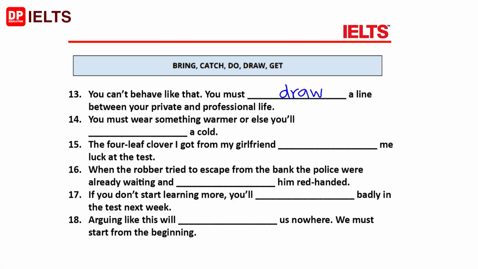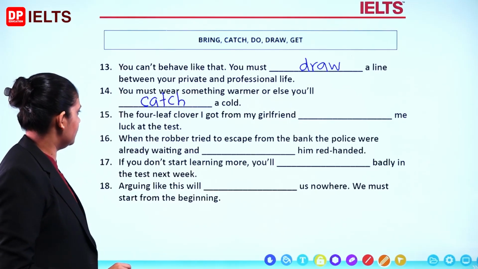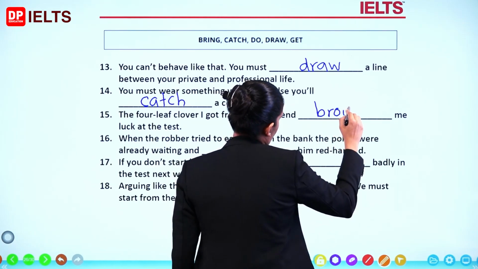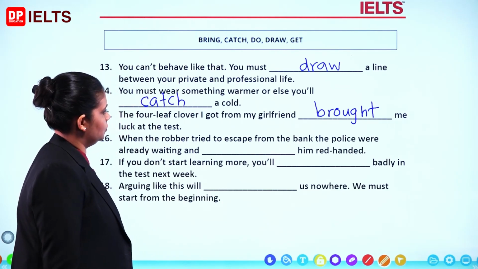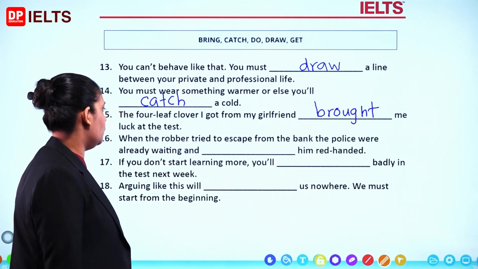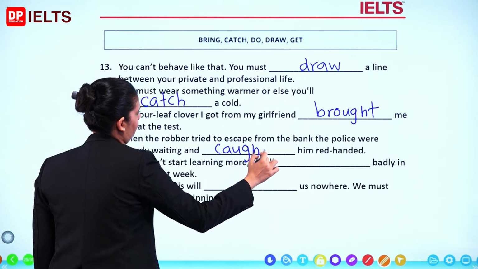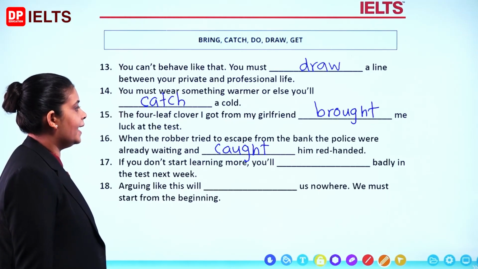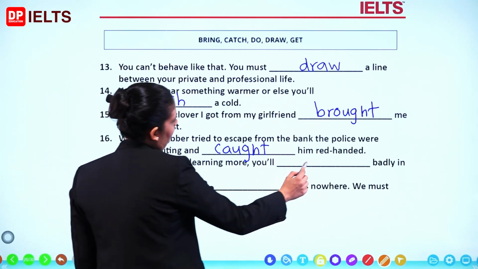You must wear something warmer or else you'll catch a cold. The four-leaf clover I got from my girlfriend brought me luck at the test. When the robber tried to escape from the bank, the police were already waiting and caught him red-handed. If you don't start learning more, you'll do badly in the test next week.